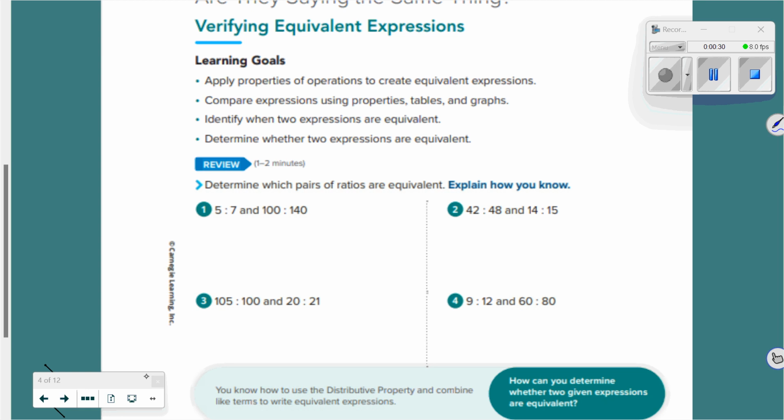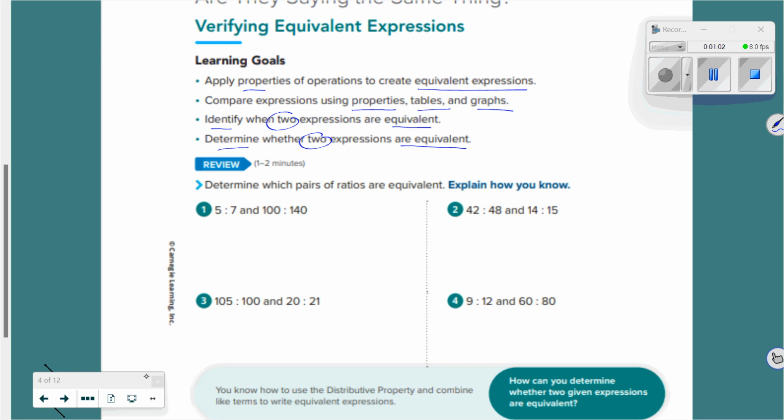So we're going to kind of wrap up a lot of what we've been talking about, just to help you guys remember all of it. We're going to apply properties of operations to create equivalent expressions. We're going to use properties, tables, and graphs in order to see if things are the same. You're going to identify when two expressions are equivalent and determine whether two expressions are equivalent. So as you can see, there's a lot of that same word in here in today's lesson, right? Today is all about equivalence. In other words, things. Do they equal the same thing?